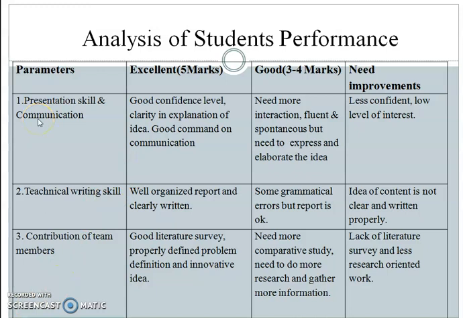Under the first parameter, the student's confidence level in explaining the project idea and good command of communication can be judged. For good, they need more interaction, are fluent and spontaneous, but need to express themselves more to elaborate the idea. And for the last one, there is less confidence to present the idea, and there is a low level of interest. The second parameter for the analysis of the student is technical writing skill.